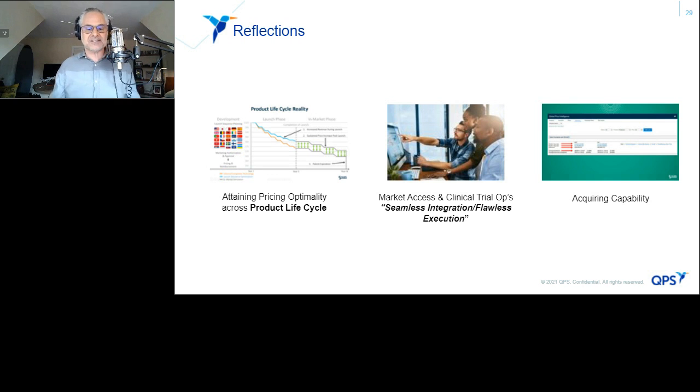So reflections is about attaining price optimality. Certainly, from our experiences, it's a worthwhile exercise to look at this, being able to bolt it further upstream into the clinical trial planning process, and this can be turned around in a relatively short period of time.